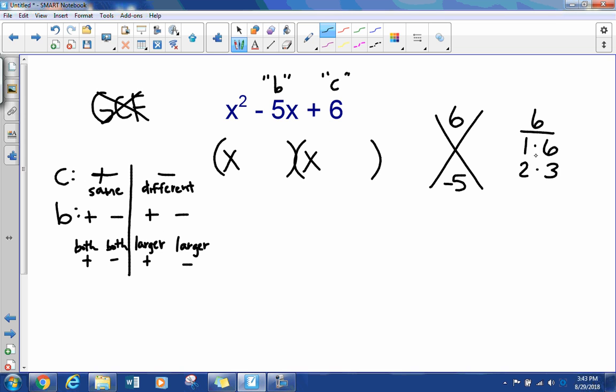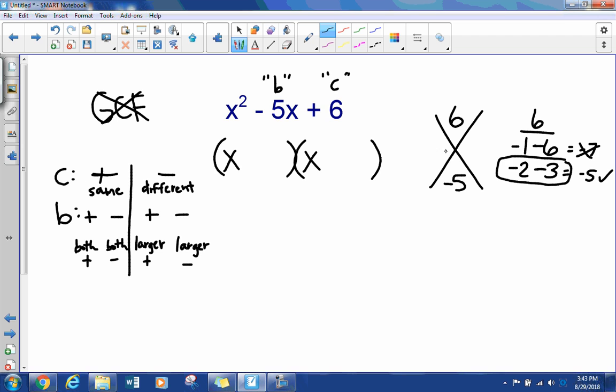So in this case, C was positive, so I'm looking over here. B was negative, so C positive, B negative. Both of our factors will need to be negative. So in this list that I just made, both of the possible factor pairs would need to be negative, and now I could just check to see. -1 minus 6, that makes -7, not what we want. -2 plus -3, that makes -5, which is what we want. So that tells us that these are the two numbers that work for our little x game here.